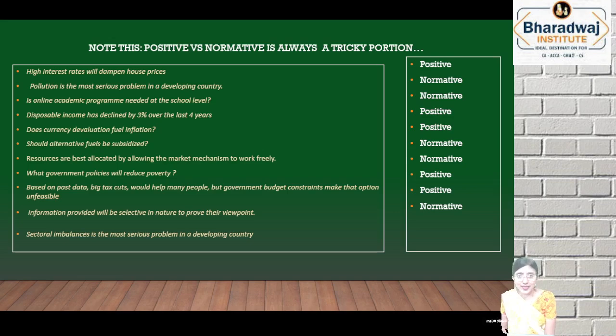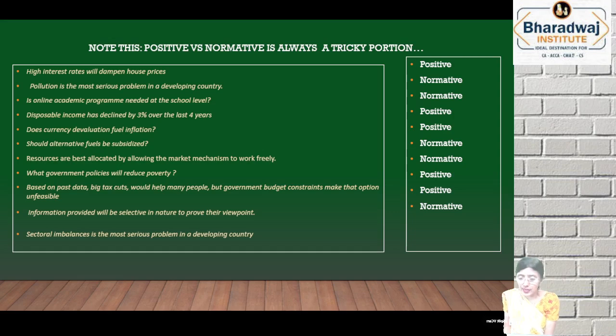One party is saying that the other party is going to give biased information, not complete information. Why? Because they want to prove their viewpoint. So the information they are going to provide will be selective in nature. They will be choosing favorable points for them and presenting. Are you clear? It's normative. Okay, go to the last one.